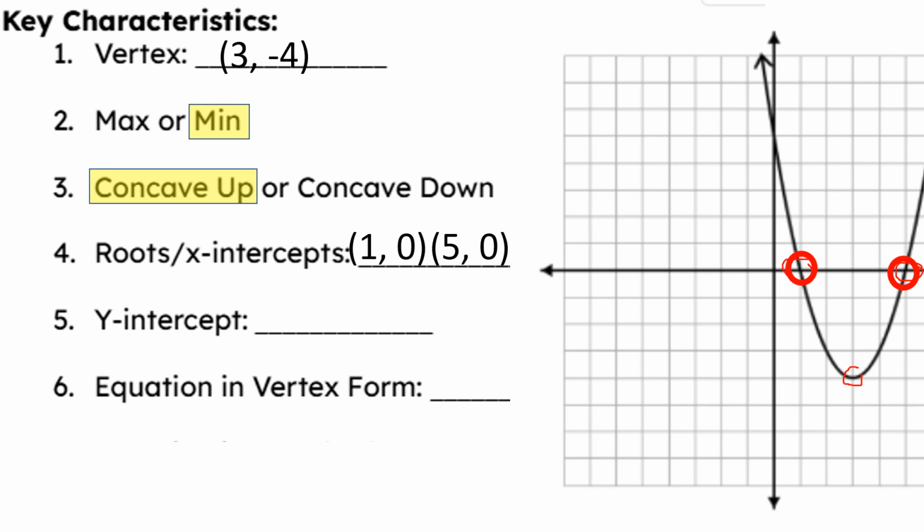The y-intercept is where it crosses the y-axis. So it crosses right here. I'm just going to read that off my graph. But now my x will be 0, so it'll be 0, 5. I know my vertex. I can figure out my a value from the graph. So if I go back to my vertex, I'm going to go over 1, up 1. So that means my a value is 1. So my equation will just be y equals (x minus 3) squared minus 4.